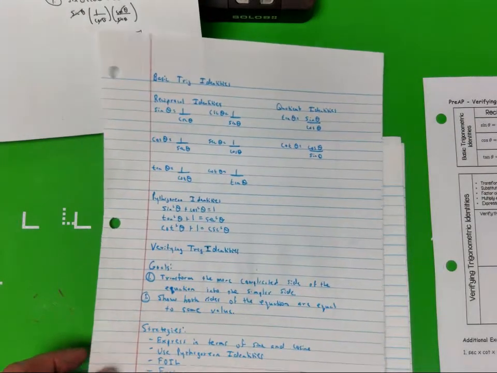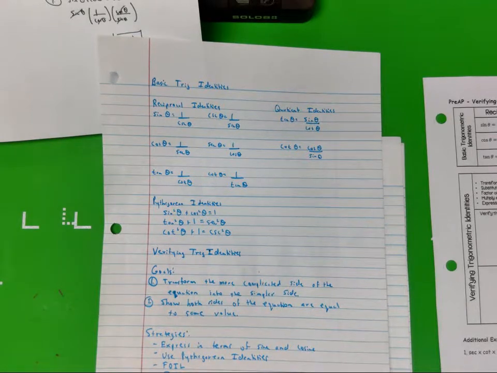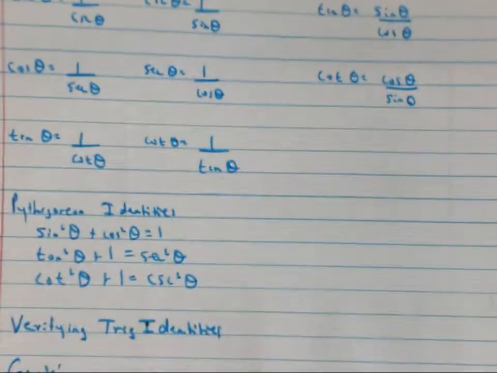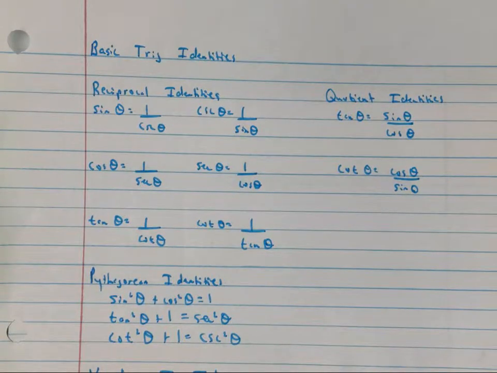And remember, here was our list. So let me zoom in on some of them. Remember, you do have a memorization test on the identities on Tuesday. You would need to be able to list all of these identities.